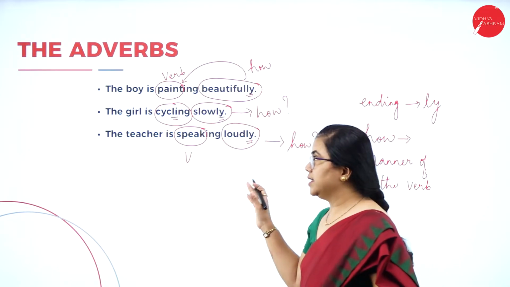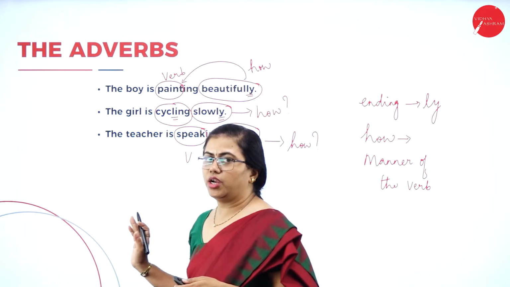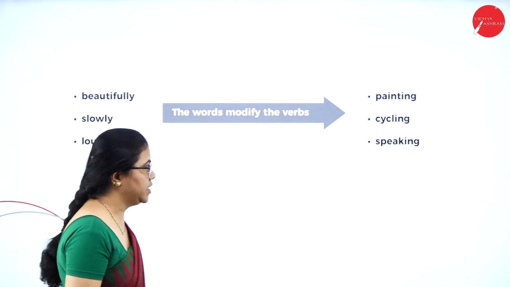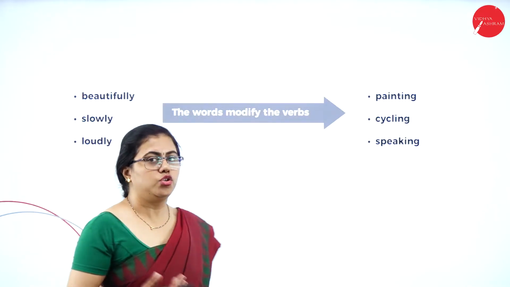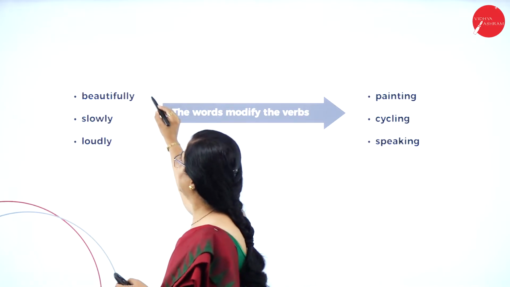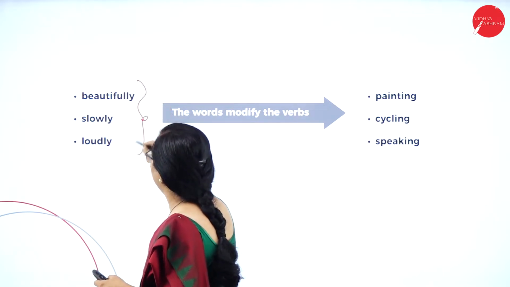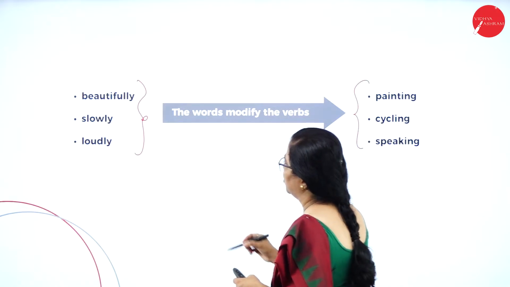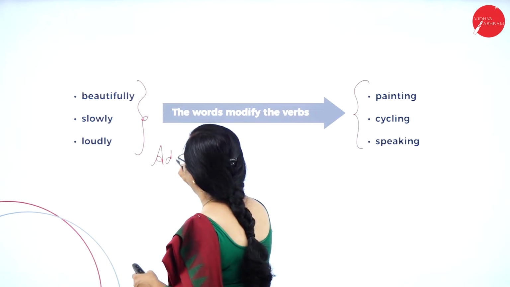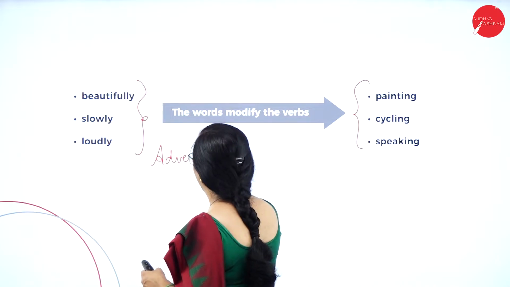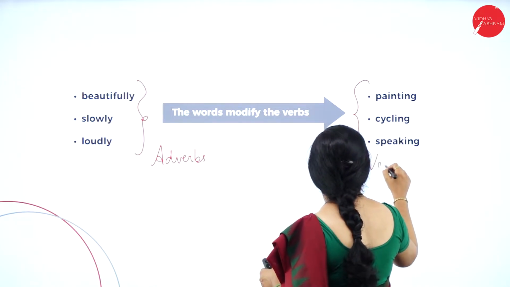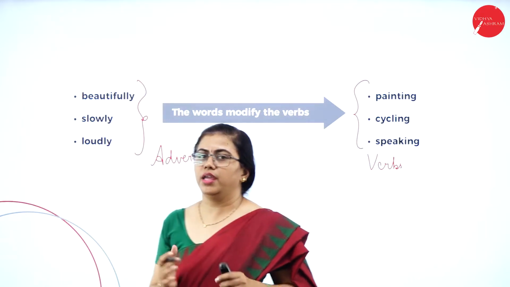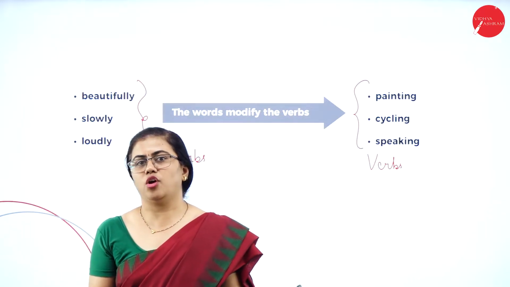Is that the only thing the adverb modifies? Is it only the verb that the adverb modifies? Yes or no? We have to understand. We just saw in the previous slide in these sentences that these three words modified the verbs. These are called adverbs, and these are called verbs. So adverbs modify verbs. Till now, this is our knowledge.